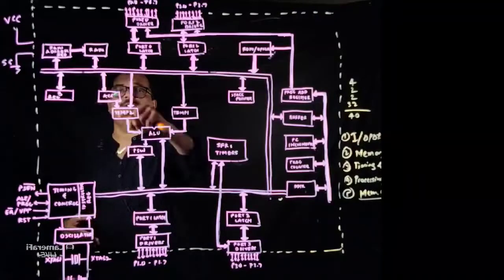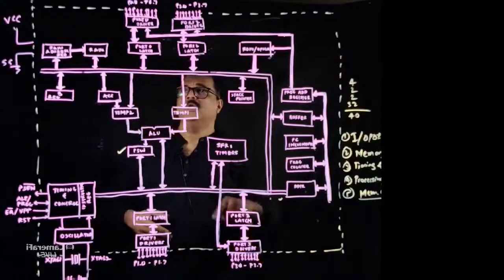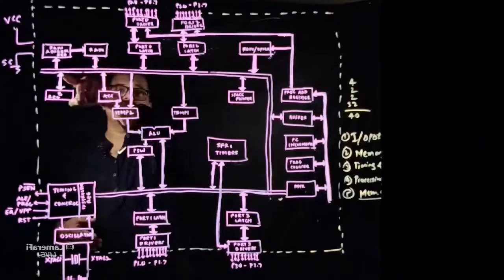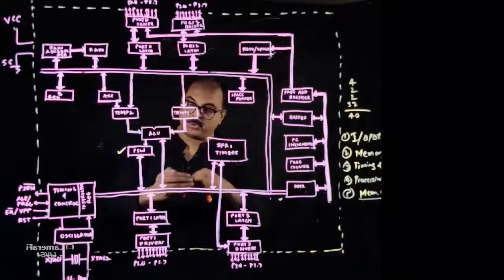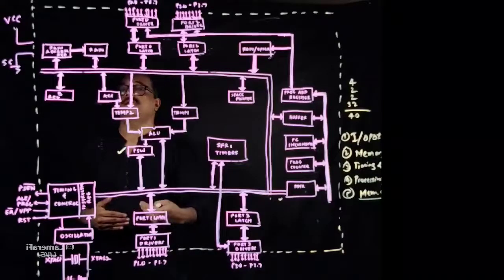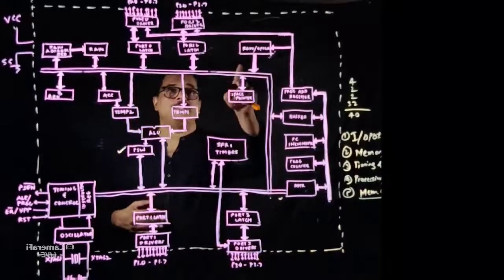If you see the arrows which I have shown, the data flow arrow, there is a bidirectional arrow which connects to the internal data bus through RAM, because RAM is random access memory. You can store the data, you can read the data, or you can write the data. But in case of ROM, it is not so.